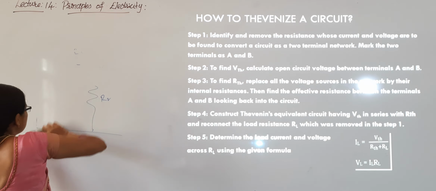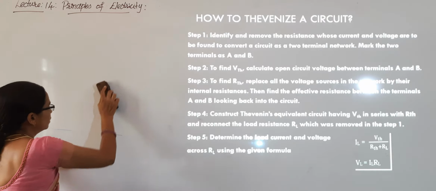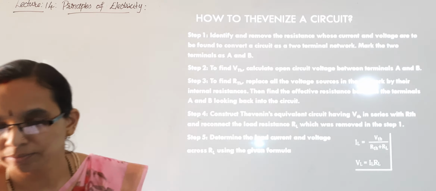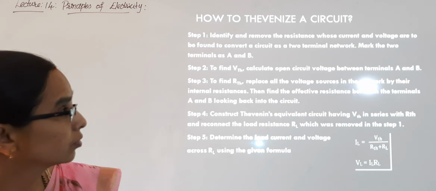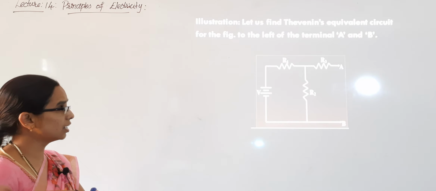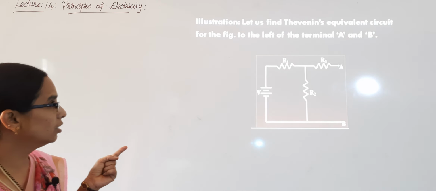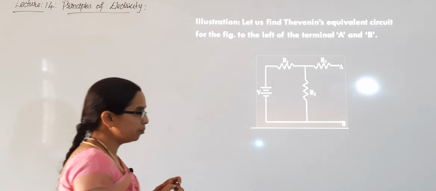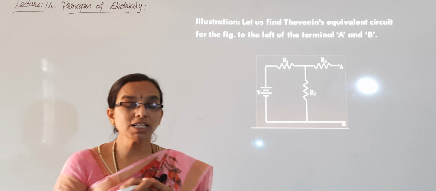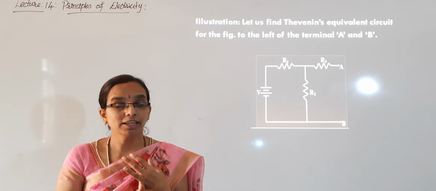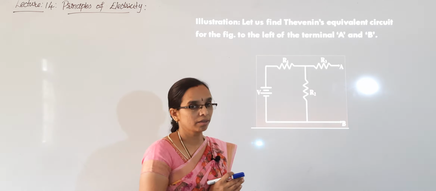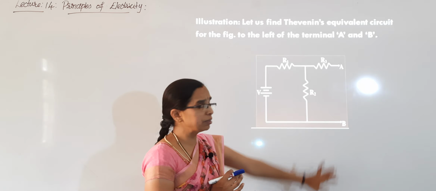Using the formula is given. Once we analyze the circuit, you will understand it better. Illustration: let us find the Thevenin's equivalent circuit for the figure to the left of the terminals A and B. Here they have not given the resistor through which the current and voltage need to be calculated. They have already removed it. They have just given the open terminals here.